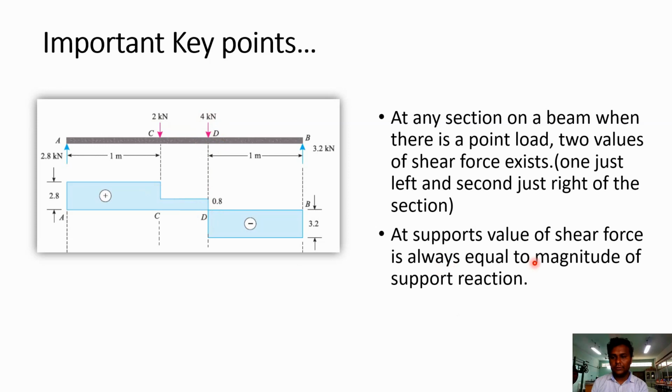Now at supports, the value of the shear force is always equal to the magnitude of the support reaction. This means if you observe here at support A, the value of the reaction, 2.8 kilonewton, is nothing but the value of the shear force at A. Similarly at B, the respective reaction is 3.2 kilonewton. Hence the shear force at B is 3.2 kilonewton.